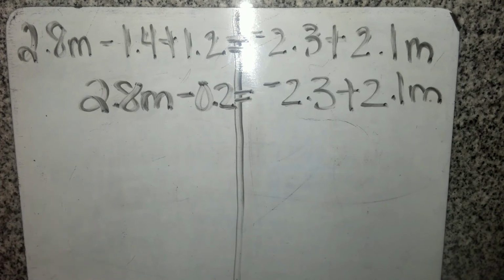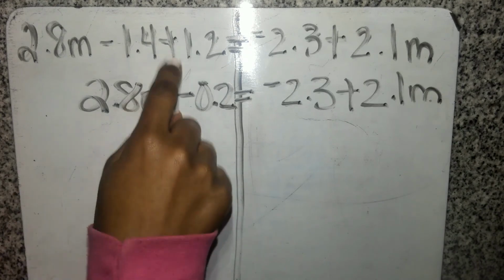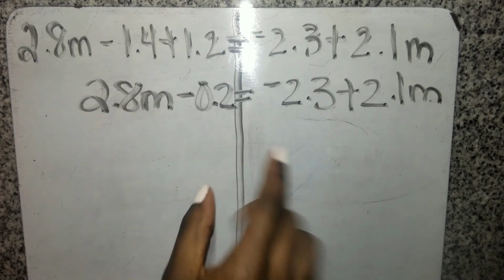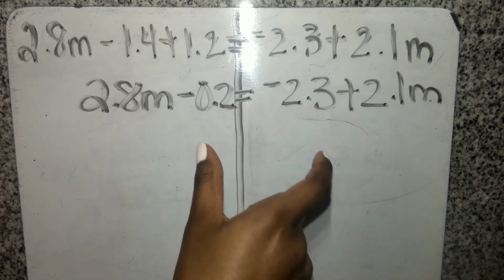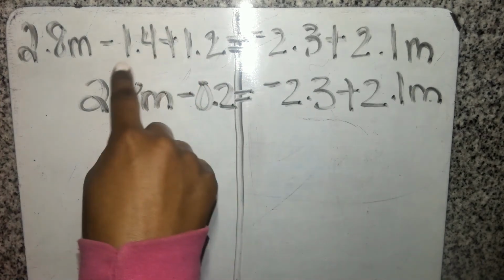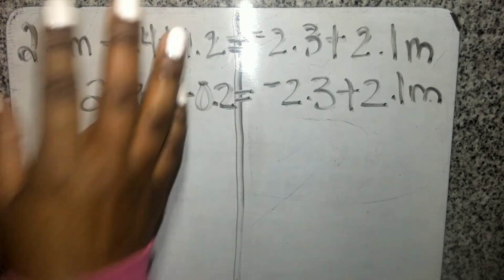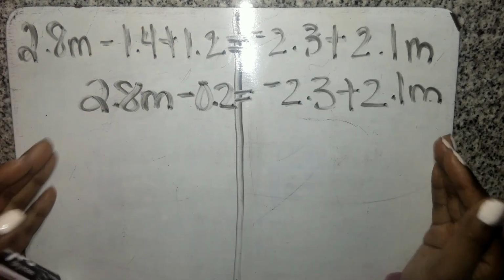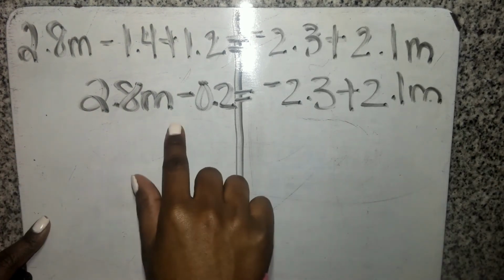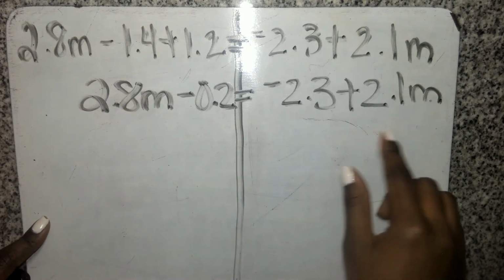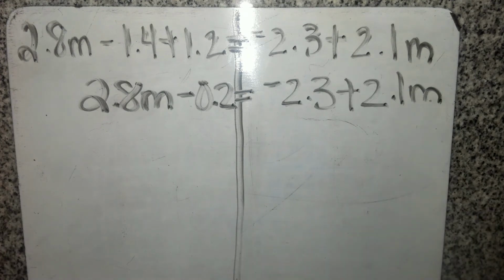Now, the reason why I did this first instead of canceling out is because you want to condense your equation as much as possible and make it easier on yourself. So anytime you have two of the same like terms on one side, go ahead and combine them together and condense your equation. So now we have 2.8m minus 0.2 equals negative 2.3 plus 2.1m. So now we are ready to cancel out.